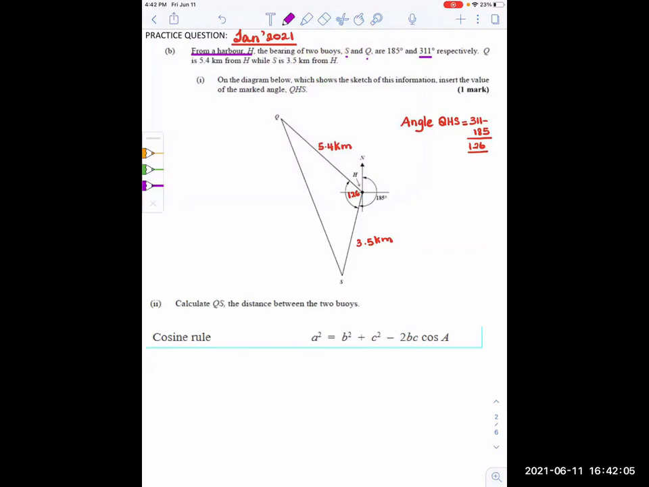So when you're finished, just draw this triangle for me. This is HQS. Here is 126. This is the angle here. This side is 3.5 and this side is 5.4. So draw that for me underneath the diagram.